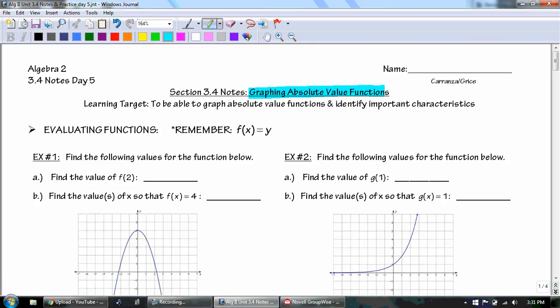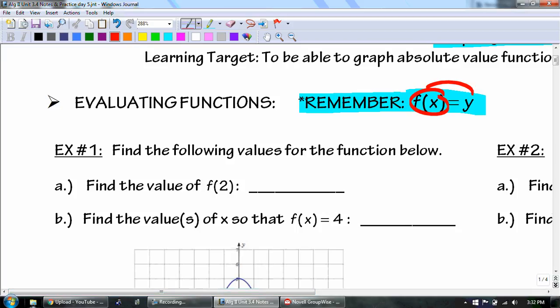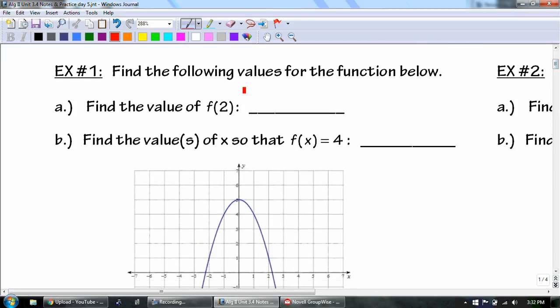So just remember, f of x equals y. Okay? So let's go through and do these. Find the following values of the functions below. Find the value of f of 2. When they're saying f of 2, they're saying x equals 2.